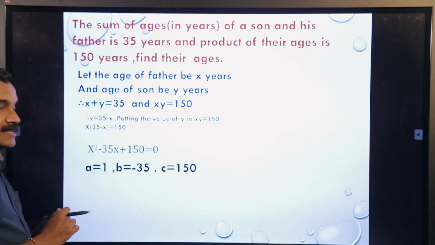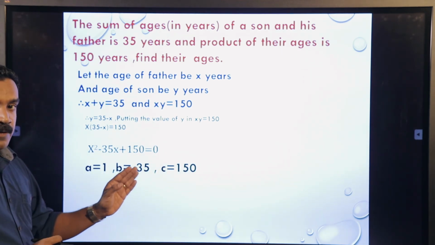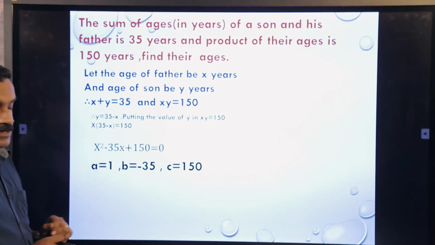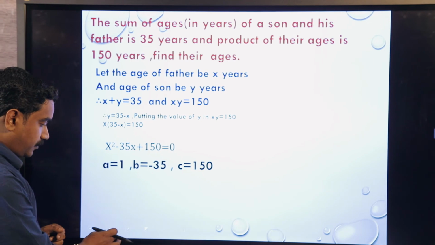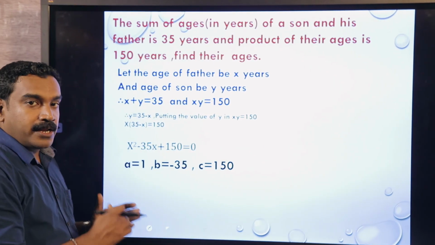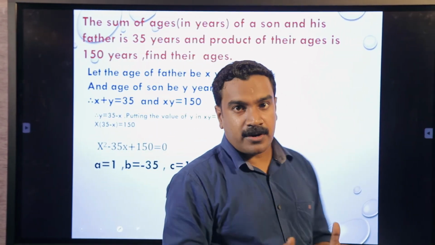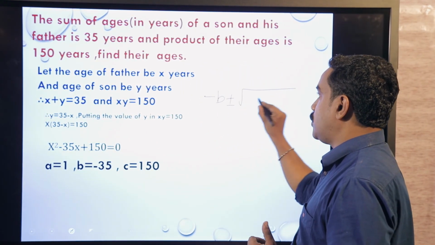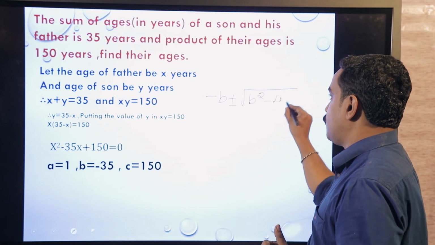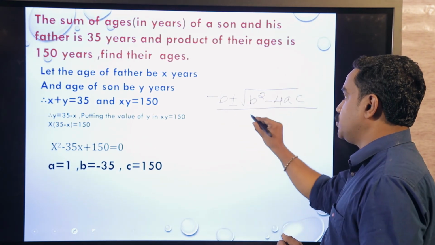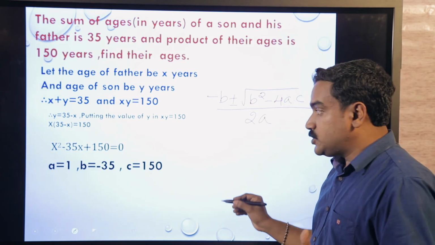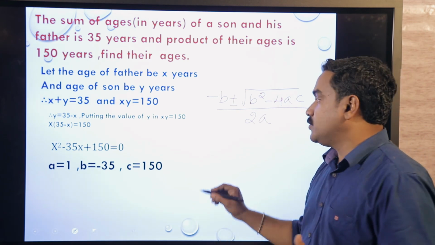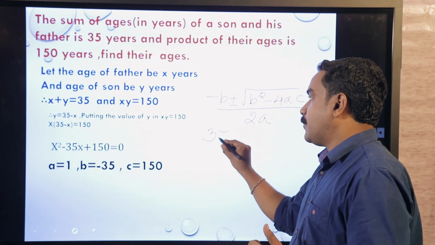Compare this with ax square plus bx plus c. You will get a equal to 1, b equal to negative 35 and c equal to 150. Then we want to use this quadratic formula to find the answer. What is the quadratic formula? The quadratic formula is negative b plus or minus root of b square minus 4ac, whole divided by 2a. Substitute the values. Negative b, where b is already negative 35. What is negative of negative 35? Positive 35.